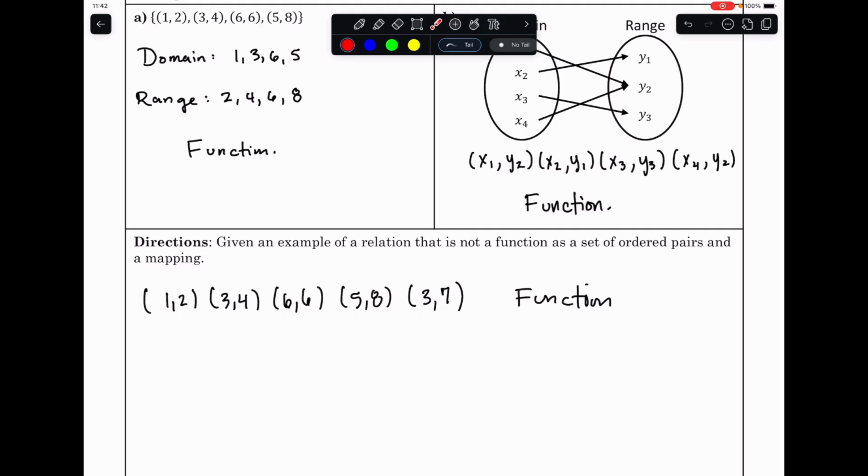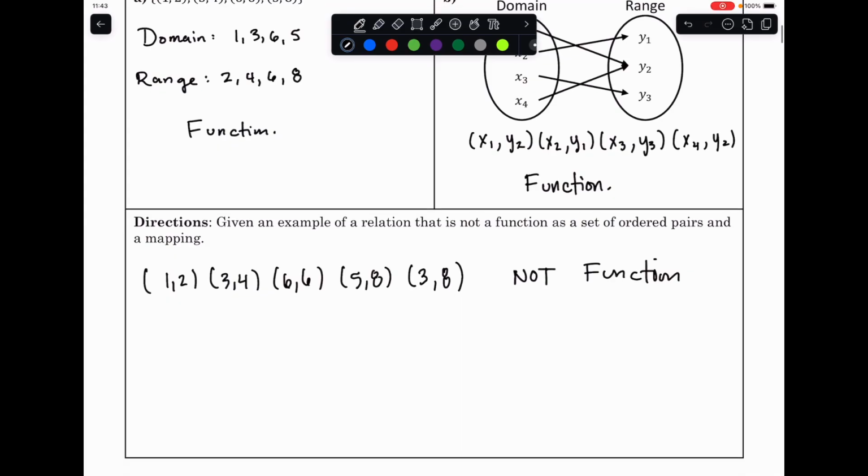It would still be a function if I change this number to the number 7, and I add another 8. This would still be a function if I do that, because 7 is only corresponding to the value of 8. But as soon as I have the x value repeat, so let me put the 3 again, this would not be a function. Sorry, I didn't write the word not. Let me write the word not. So this would not be a function as a result. And the same thing again with the mapping.